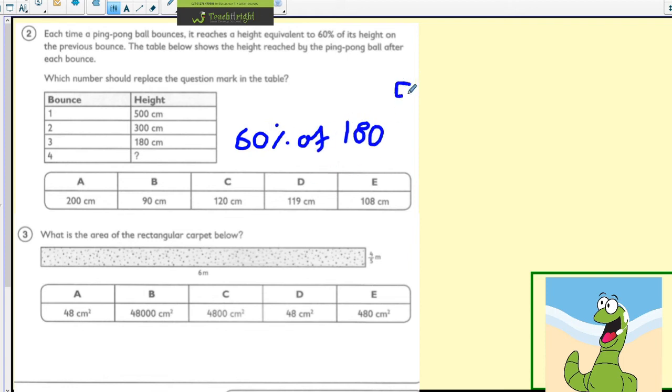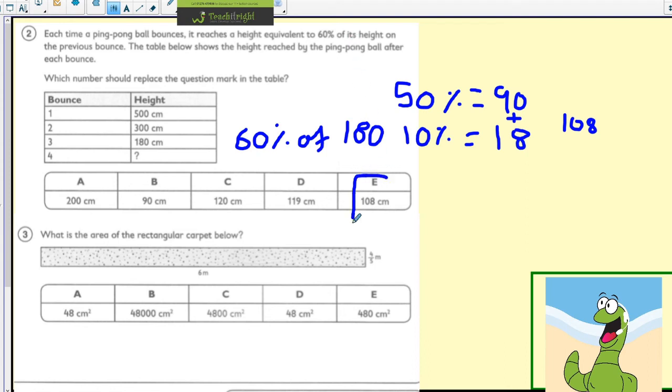I think the easiest way to do that is to work out 50% and 10%. 10% is divided by 10, so that's 18. 50% is half, so that's 90. Put them together, and I'm going to get myself 108. And I'm just going to read the question again. It reaches a height equivalent to 60%. So it reaches a height of 60%. So that's my answer. If it was losing that much height, I might have to take it away. But no, if it reaches a height, I'm happy. That's the number I'm after. Which means the answer is 108.